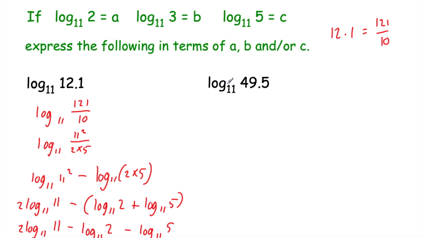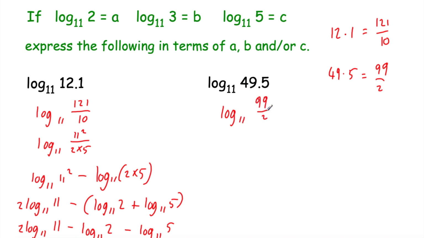Our last question is to work out the log to base 11 of 49.5. So we've got 49.5, and we want to write that as a fraction. So because it's half, it's going to be over 2. And it would be 99 over 2. So 99 over 2 is equal to 49.5. So it'll be the log to base 11 of 99 over 2.